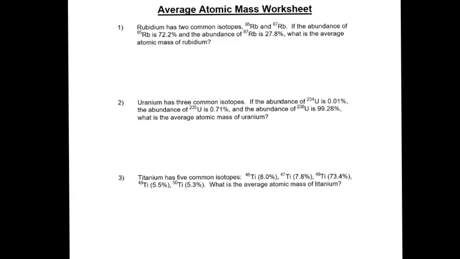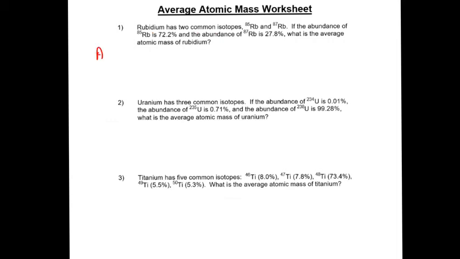Let's solve some questions on average atomic mass calculation. Question 1. Rubidium has two isotopes, Rb85 and Rb87. If the abundance of rubidium-85 is 72.2% and the abundance of rubidium-87 is 27.8%, what is the average atomic mass of rubidium? You just apply the formula.